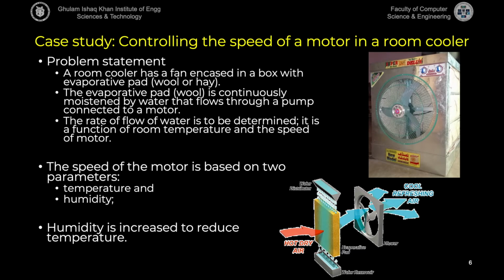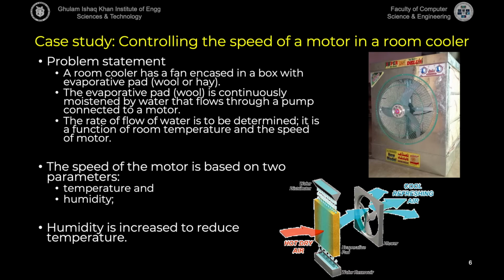Okay, so here is the case study, and we've seen this problem statement earlier. A room cooler has a fan encased in a box with an evaporative pad or wool or hay, for example in the case of a Lahori room cooler. I've already said that the physics rule that works here is the rule of evaporation, where when water evaporates, it absorbs the heat from the surface and cools down the air. So they use this to take water up from the bottom. They need a motor that pumps the water up, and after pumping the water up, it flows down through the evaporative pad or wool, which is continuously being moistened by the water, and hence the cooling occurs. The air gets cooler, and hence you get cool air in the room.